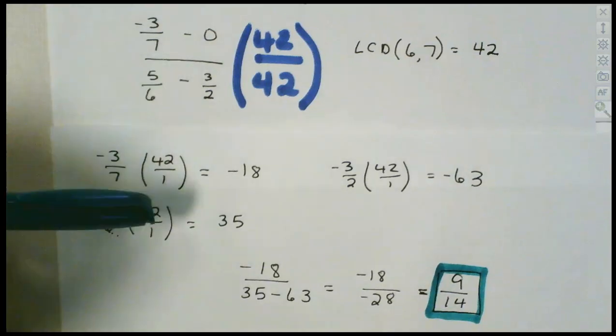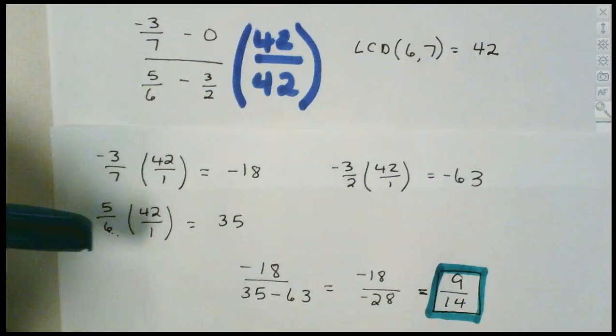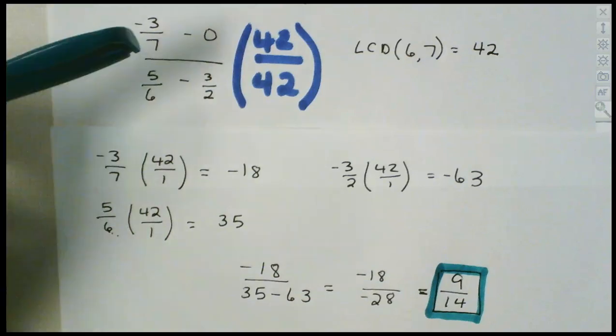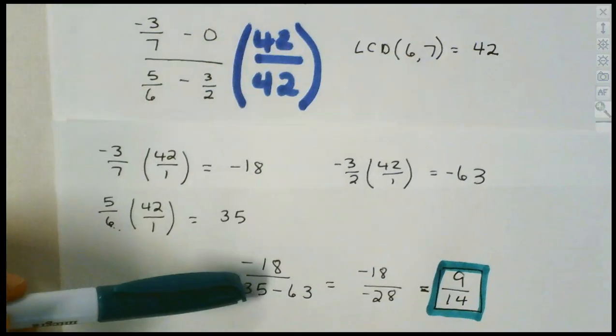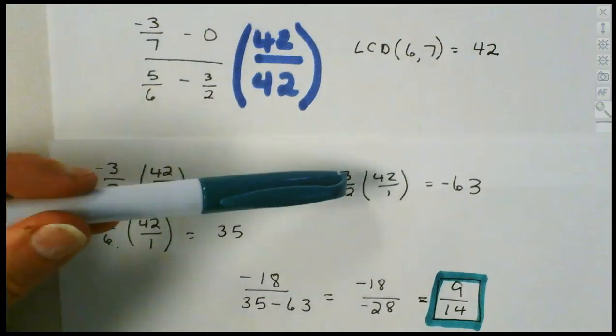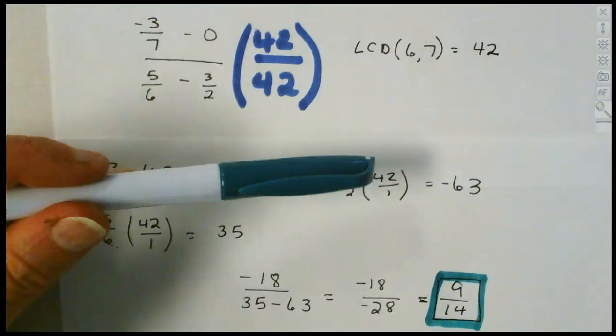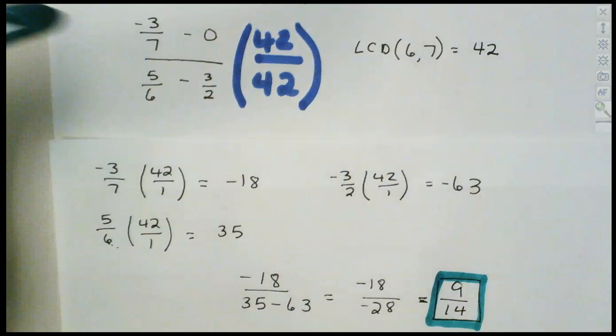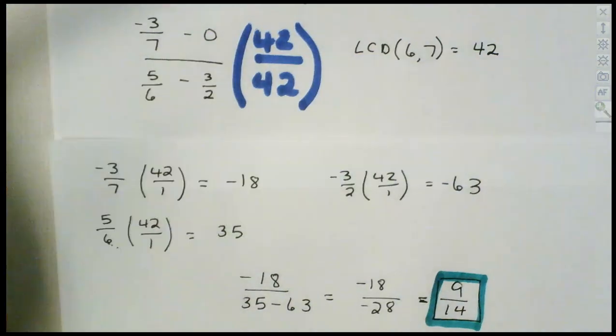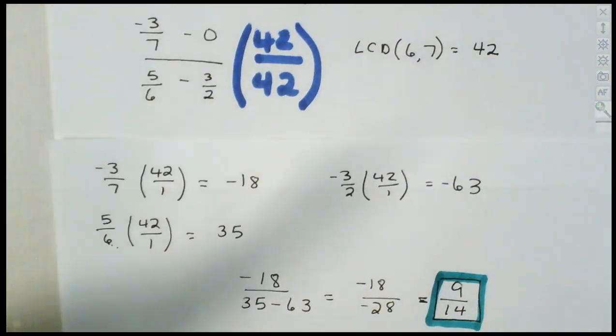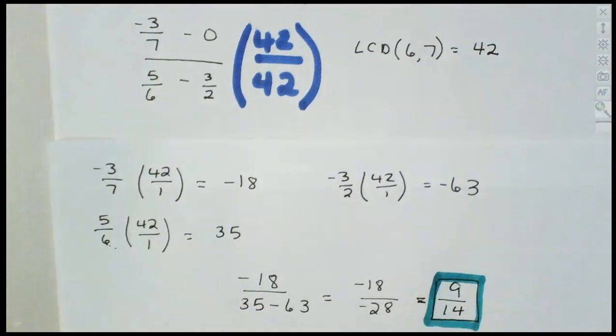5/6. Well, 42 divided by 6, that's a 7. 7 times 5, that makes it 35. That goes there. Minus 3 halves. Well, 42 divided by 2 is 21 times a negative 3 makes it a minus 63. We put our pieces back together. We subtracted them and we reduced it.